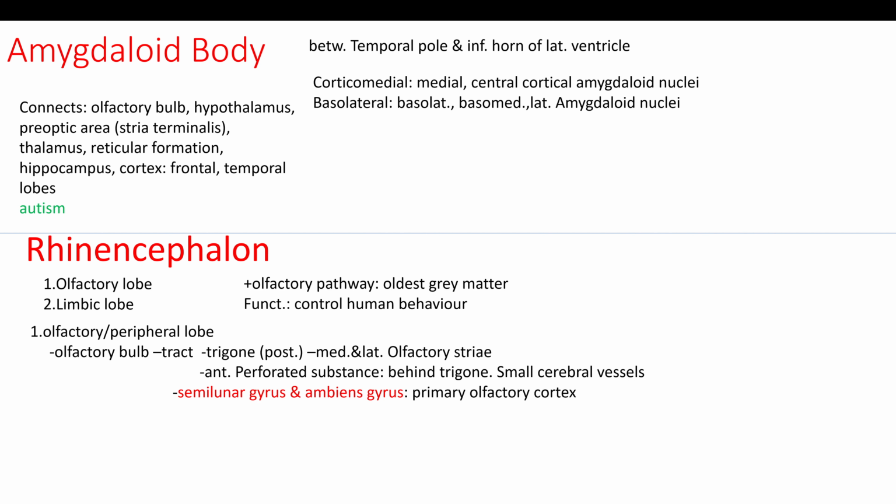There are also medial and lateral olfactory striae diverging from the tract laterally of the olfactory trigone. Then there's the anterior perforated substance behind the olfactory trigone, semilunar gyrus and ambiens gyrus. They form the primary olfactory cortex.